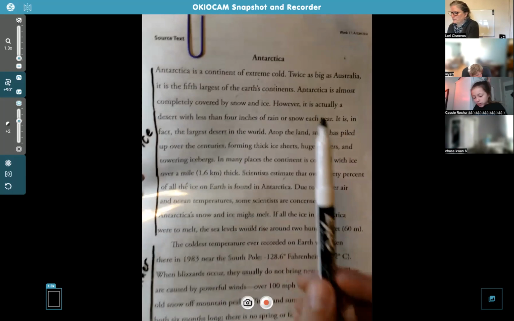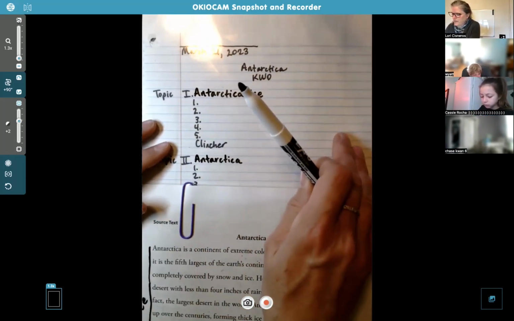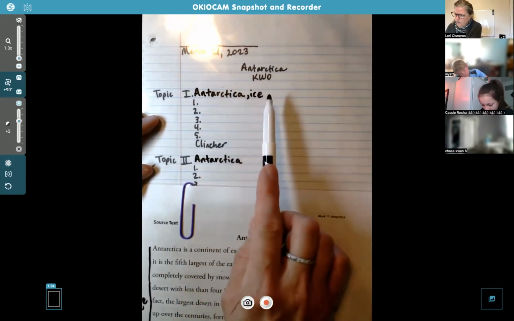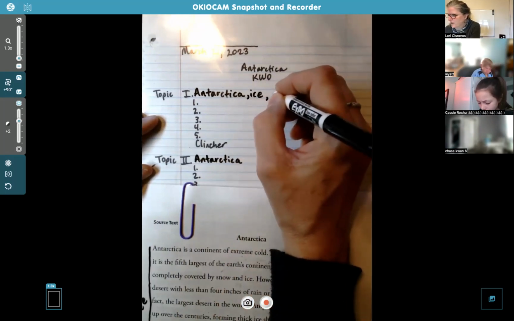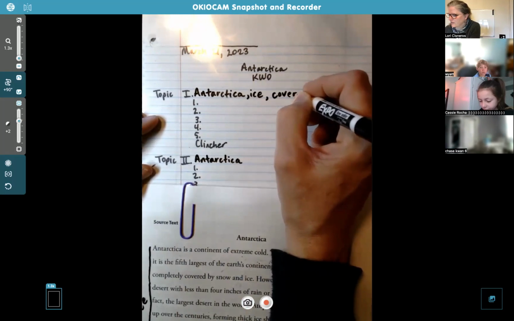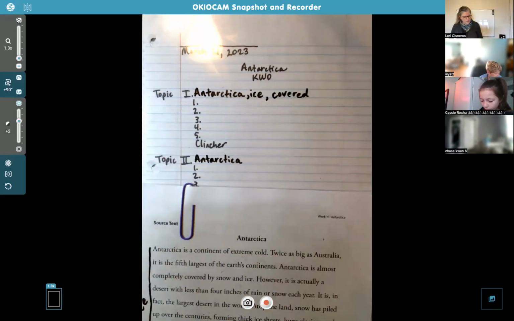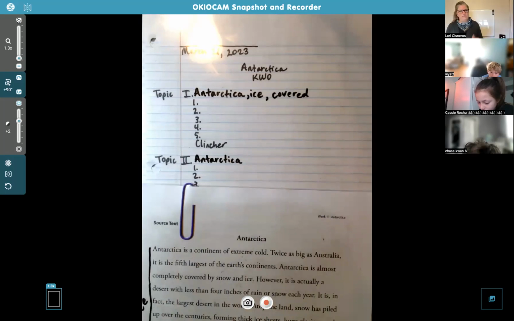So what I'm going to do in this Roman numeral 1 here, remember we can have 3 words. We have Antarctica, that's 1. We have ice, that's 2. I'm going to put the word covered to remind me that it's almost completely covered with ice. So that's how I'm going to start my first paragraph there about Antarctica, is that it is almost completely covered in ice.